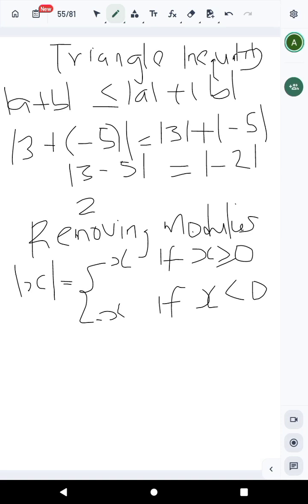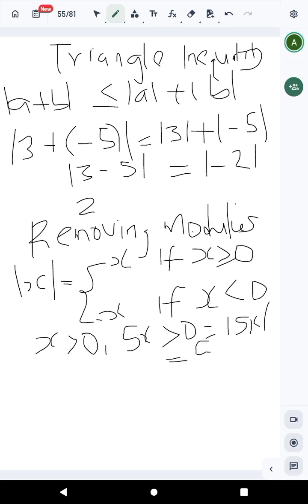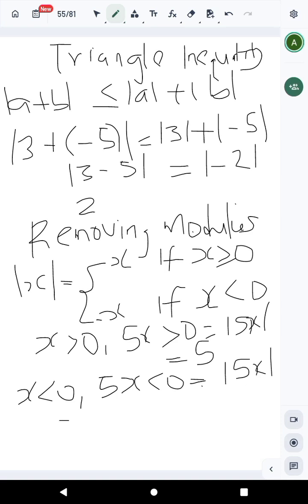So for the first one, where s is greater than 0, if I have a question like, for example, absolute value of 5s, s is greater than 0, so it's going to be equal to 5s. But when we have s less than 0, the absolute value of 5s is going to be minus 5s.